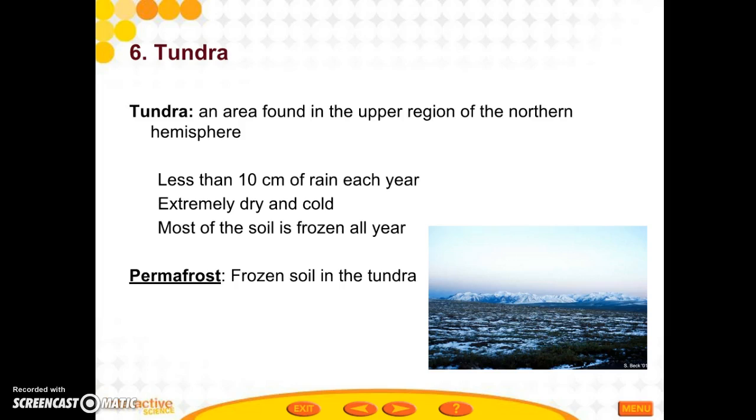Last but not least is the tundra. The tundra is in the uppermost region. Take a look at that picture. Not any tall vegetation. In the tundra, they receive less than 10 centimeters of rain each year, so it's very similar to the desert, looking back at Antarctica and lack of precipitation. It's extremely dry and extremely cold. Matter of fact, it is so cold that the soil in the tundra is frozen most of the year. And that's why it receives the special name of permafrost. It is permanently frozen soil in the tundra.